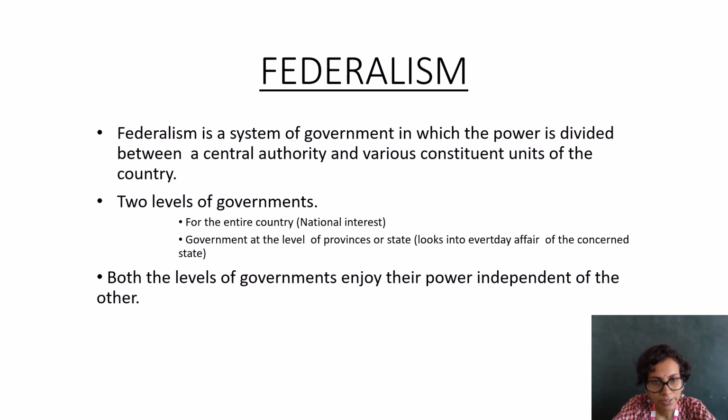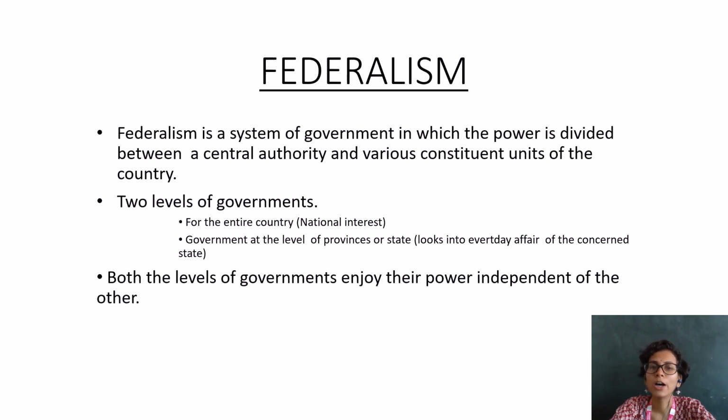Now, I have written that two levels of government must be there, as I told you. The first is for the entire country. It looks into the national interest, maybe defense, maybe external affairs, trade with other countries. Those are the aspects that are looked after by the central government. Then state government. Take for example the state of Maharashtra. Maharashtra is going to have its own government, which will look into the matters of Maharashtra only, not any other states.